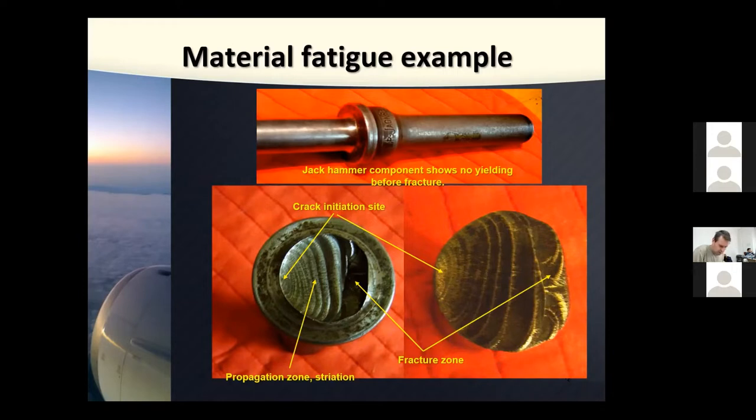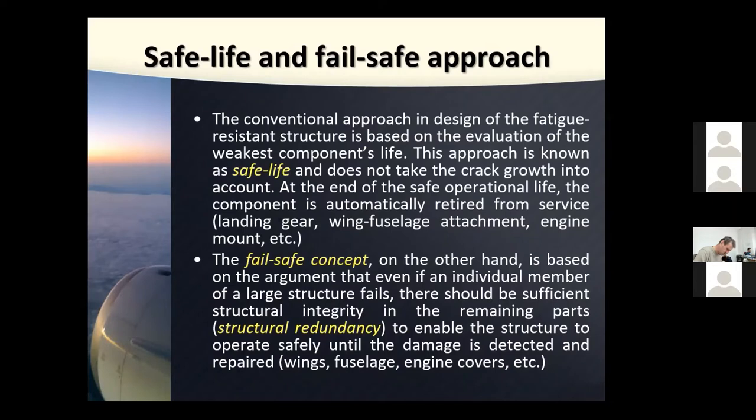But suddenly fracture occurs, and you can see in this image the crack initiation site, and between the crack initiation site and the fracture zone, the crack grows. And this is definitely not instantaneous fracture. And then we realized that there is some kind of mechanism behind this, and engineers and scientists started to study this behavior and this phenomenon. And as a result of this study, we developed two approaches in the design of structures.